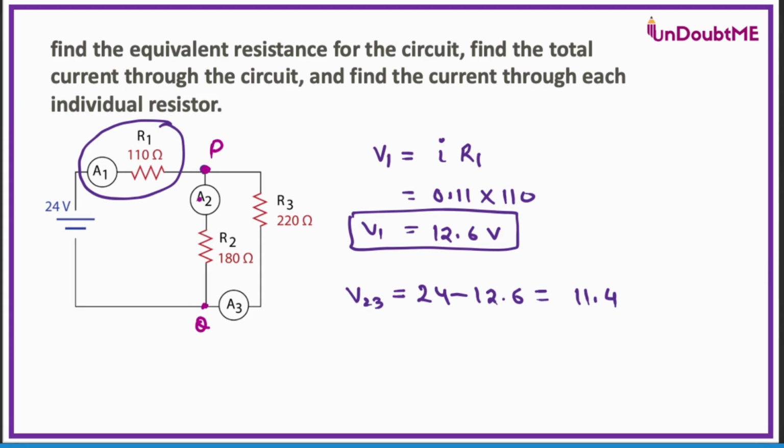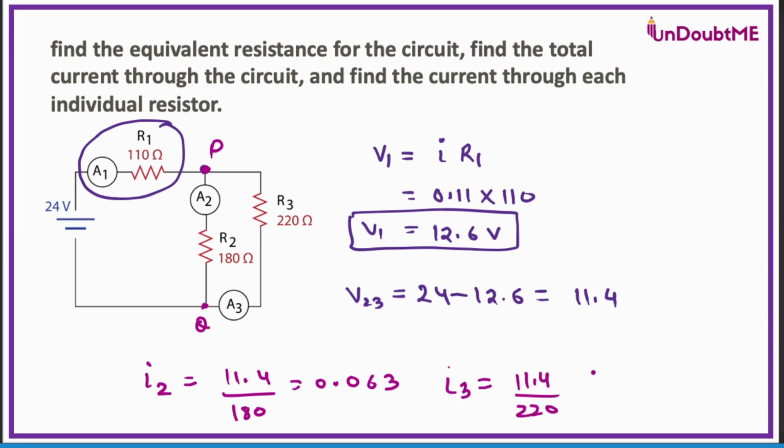You can see that R2 and R3 are connected across the same terminals PQ, and those are the points which can give me the readings of A2 and A3. So finally, I2 is the current for ammeter A2. That will be equal to the voltage over that resistance of 180, and that will be 0.063. And for I3, I'll do the same calculation, but 11.4 is divided by 220 this time, and I will get 0.052 ampere.